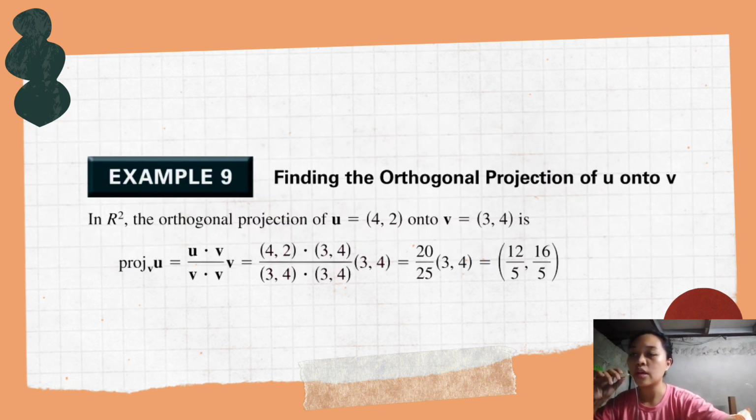We have here our last example, which is to find the orthogonal projection of U onto V. The given vectors are U equal to (4, 2) and V equal to (3, 4), and using the formula for finding the orthogonal projection of U onto V, we have (4, 2) dot (3, 4) over (3, 4) dot (3, 4), times (3, 4), equal to 20 over 25 times (3, 4). We get (12/5, 16/5).